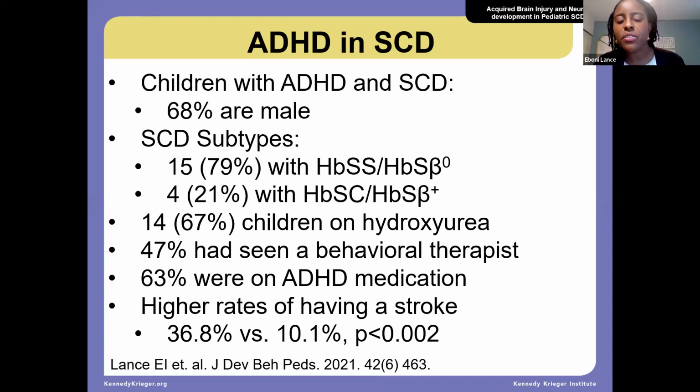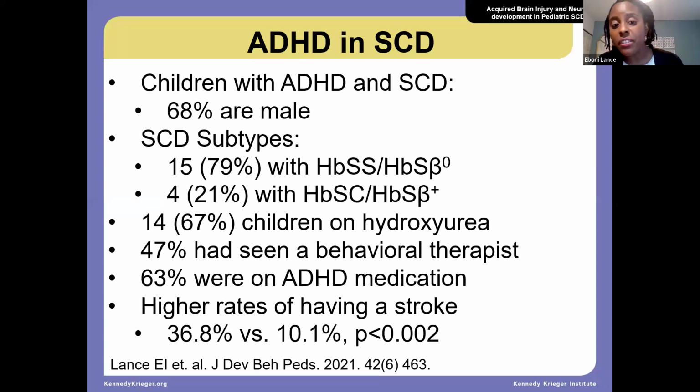The majority of these patients were male, similar to the general population. The majority had sickle cell anemia, which again, is the most common subtype, so that's not unexpected. A lot of these children were on disease-modifying therapy, hydroxyurea, leading us to think that they had higher disease severity than other patients. About just under half had seen a behavioral therapist, which is one of the gold standard treatments for ADHD, and 63% were on ADHD medication, which is the other gold standard treatment for ADHD.